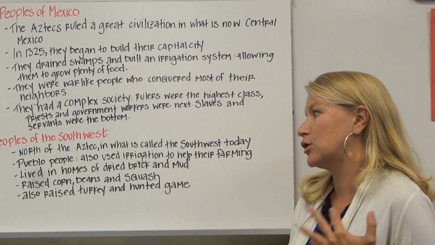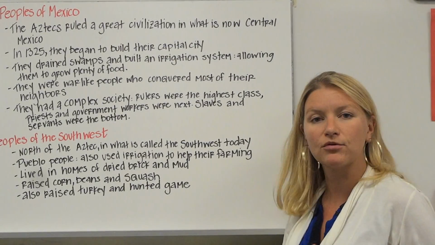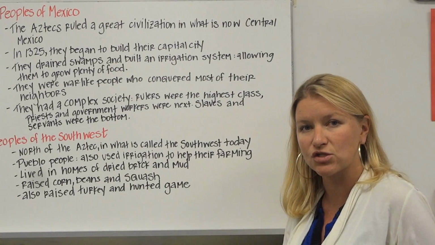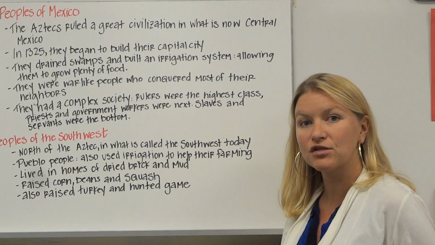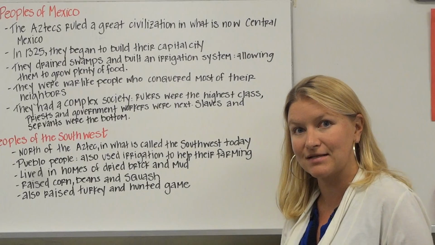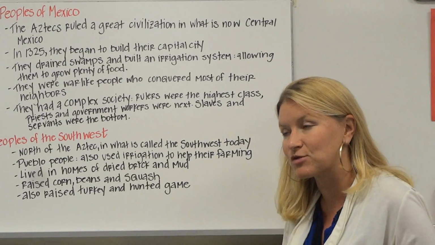They lived in homes of dried brick and mud, and they also were able to raise corn, beans, and squash as a result of that irrigation system. They also actually kept turkeys in captivity and used those turkeys to eat off of and hunted some smaller game as well.